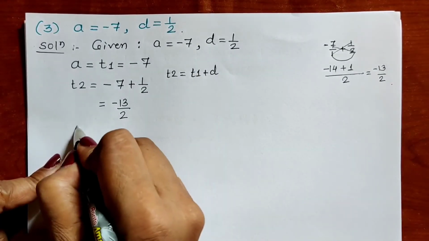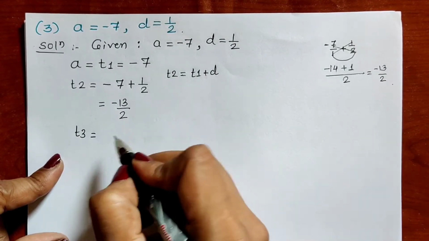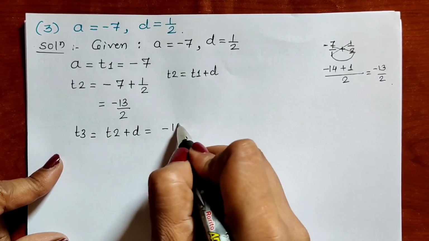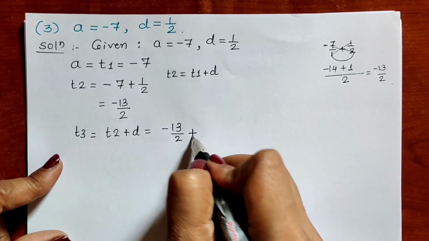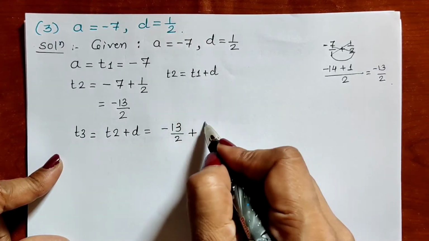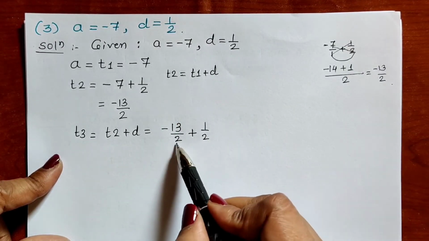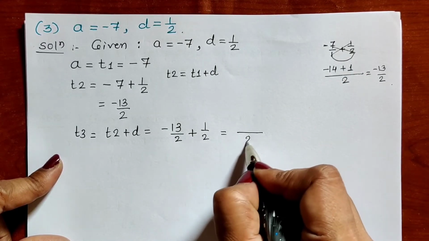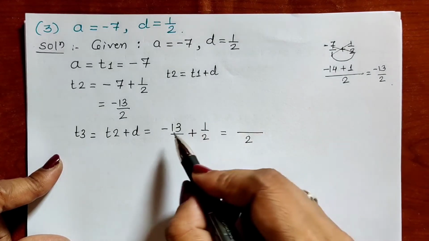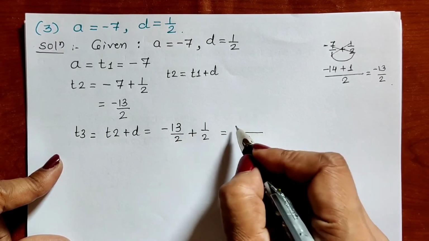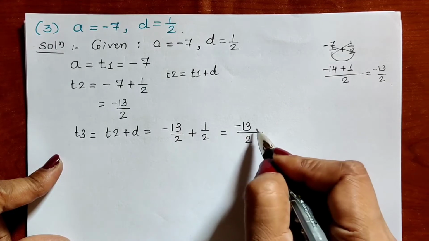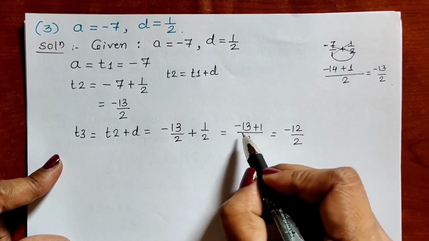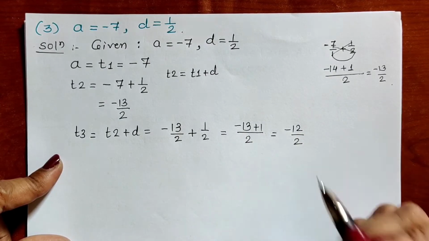Now let us find out T3. T3 will be T2 plus D. T2 we have got minus 13 upon 2 plus difference is 1 upon 2. So here we are getting the same denominator. When the denominator is same, how to solve it? We have to write the common denominator one time, and whatever is there in the numerator we have to do it. Minus 13 plus 1 will be minus 12 upon 2.